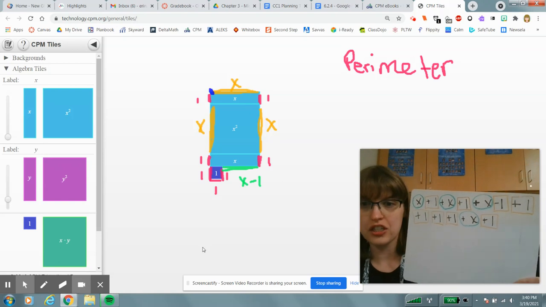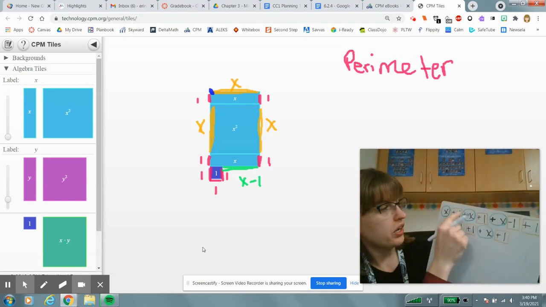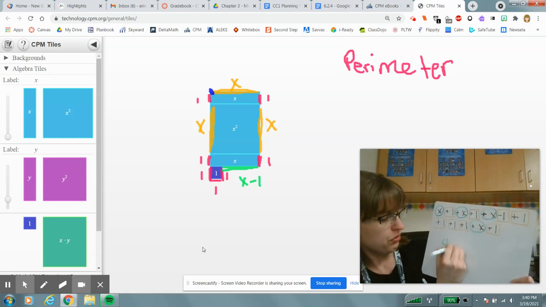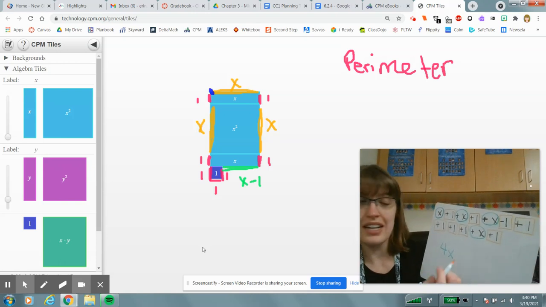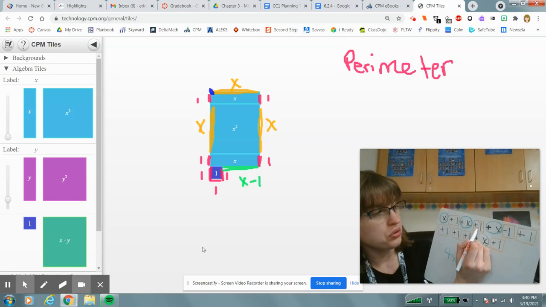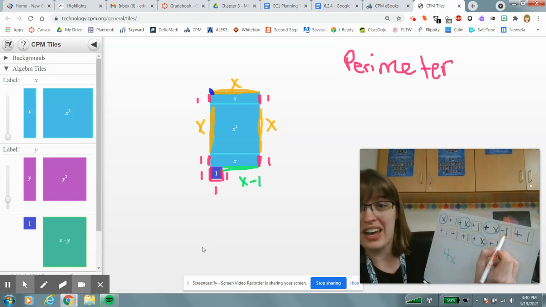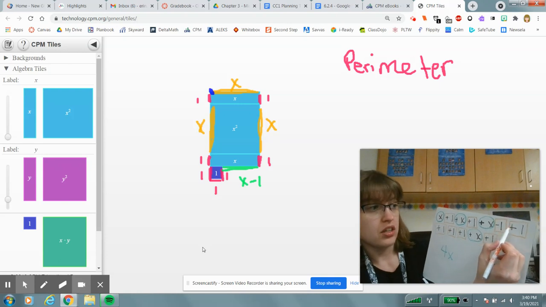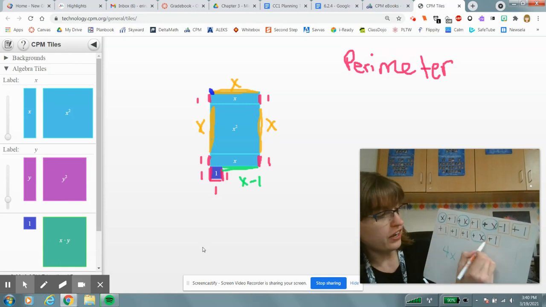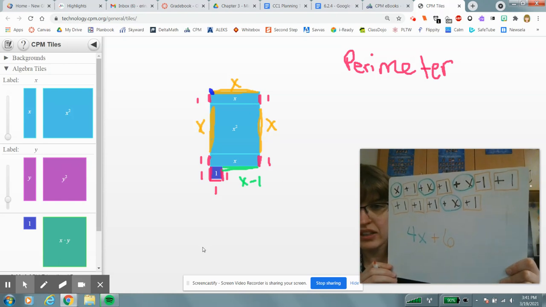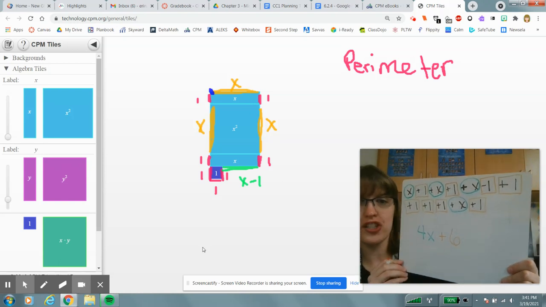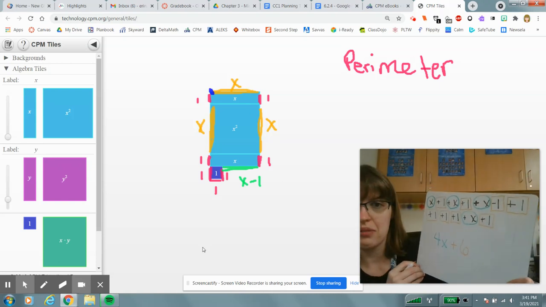Now I can combine the like terms. I see 1, 2, 3, 4 x's. They're all plussing. So 4x. Now let's do all the constants. 1 plus 1 is 2. Minus 1 takes me back down to 1. That's another, so we're adding again. 2, 3, 4, 5, 6. Plus 6. That would be my perimeter of this shape listed out in simplest form.